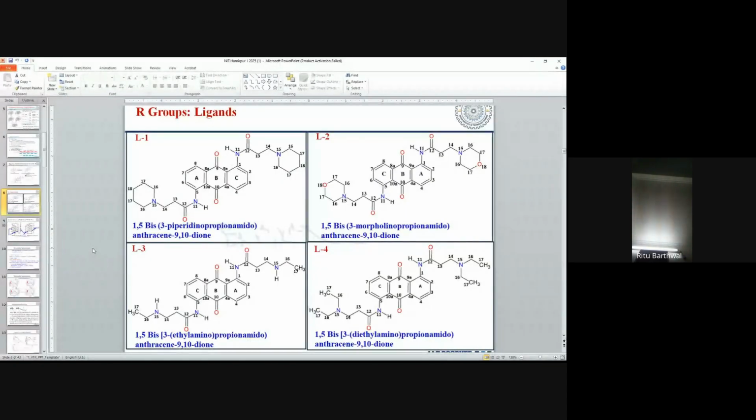You can see if you have O, it may do extra hydrogen bonding. If you have methyl or ethyl group, this is a hydrophobic group, so it will go near the hydrophobic region of the DNA. That is the reason for doing some such selection. Going to slide number 9.